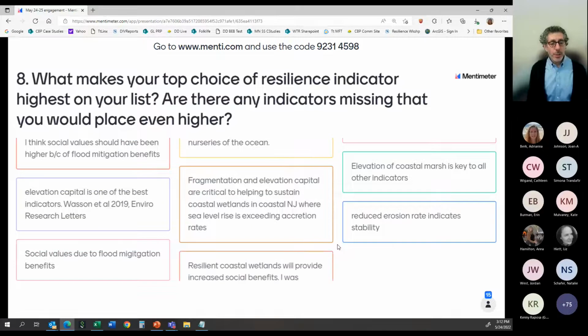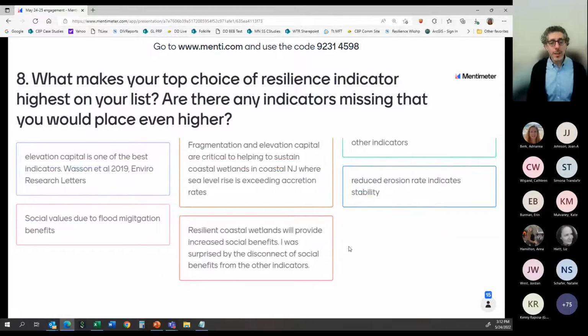As you keep putting things in the Menti, you can keep adding if you see something that sparks a new idea for you. You can also be adding to the chat.